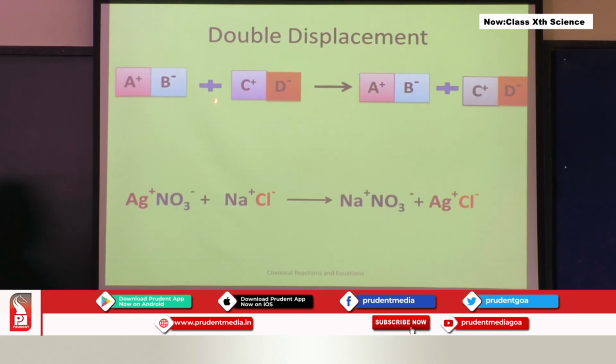Let me explain this once again. AB is a compound, CD is another compound. Here exchange of ions takes place. You get the new compound, that is CB and AD. I hope it is clear for you.